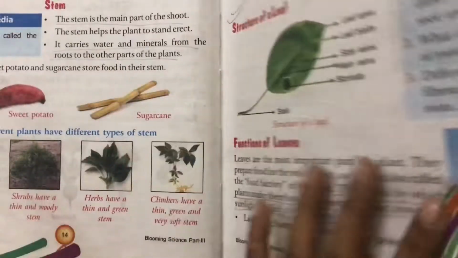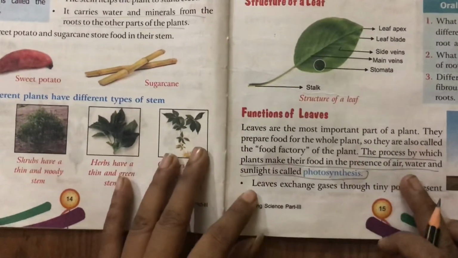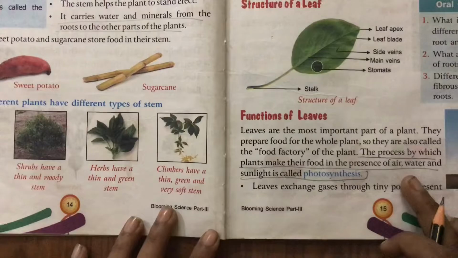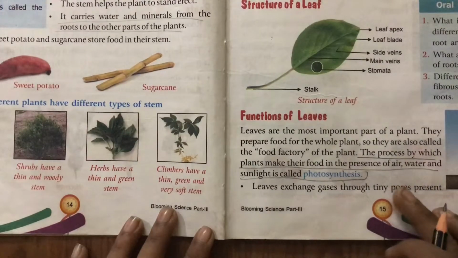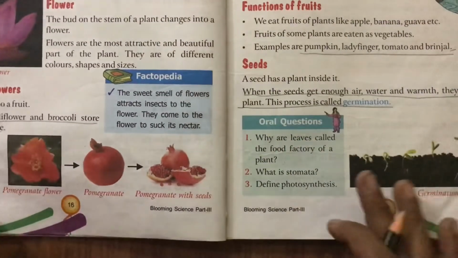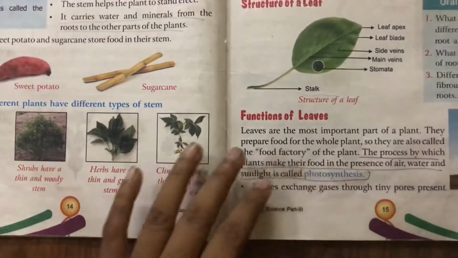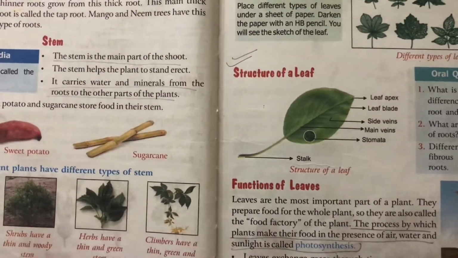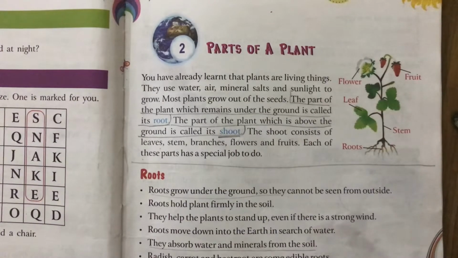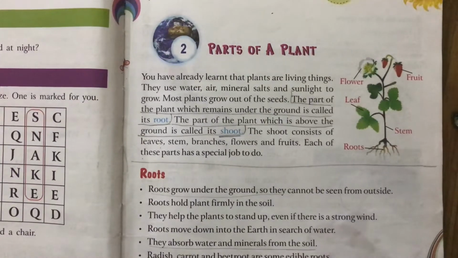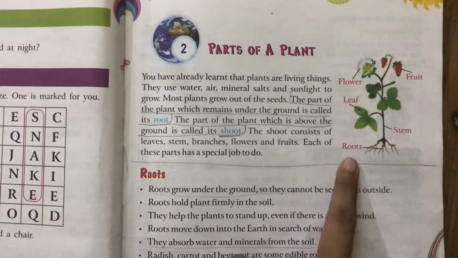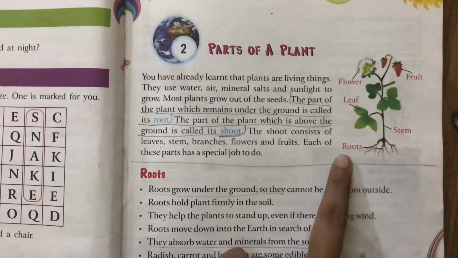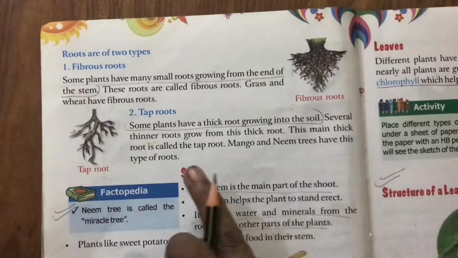Okay children, the answer is given here. The process by which plants make their food in the presence of air, water and sunlight is called photosynthesis. Okay children, so these are the oral question answers and the diagrams. Now children, there are 4 important diagrams in this lesson. The first one you have already practiced, that is parts of a plant. Okay, and the second one is types of roots, that is fibrous root and taproot.